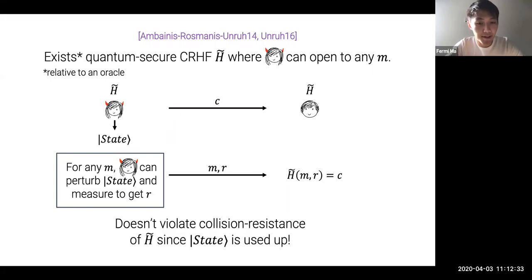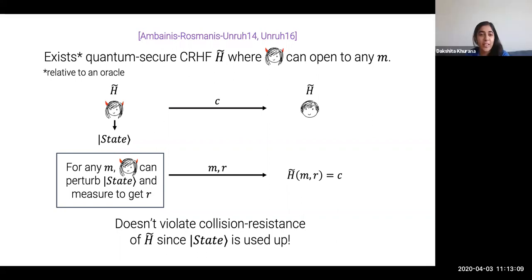Okay. And the reason why this isn't ridiculous, this doesn't violate the collision resistance, is that the state is actually used up by this process. So this isn't something that this adversary can do twice. So it can't actually find a collision because this is a one-time process. You're going to measure the state, you're going to get your R, but then after that, there's no way of going back and trying with a different M. Okay, so this is an important and subtle point here. So I want to pause here and take questions.